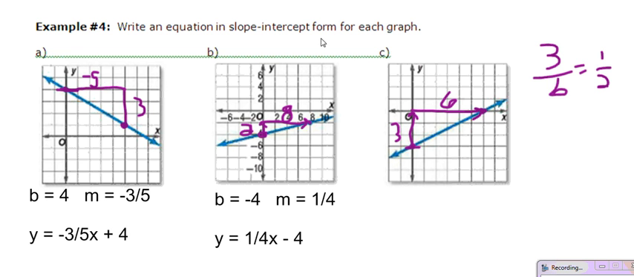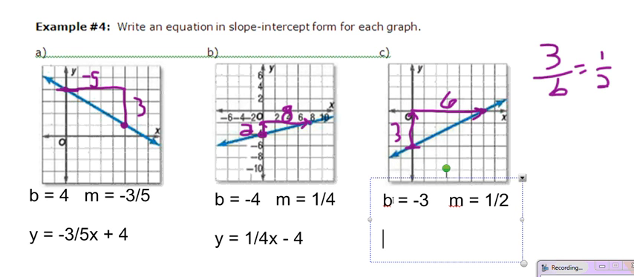So for this example, my y-intercept was negative 3. And that's where it crossed the y-axis. My slope is 1/2. So my equation is y equals 1/2 x minus 3. And that's how you write the equation from a graph.